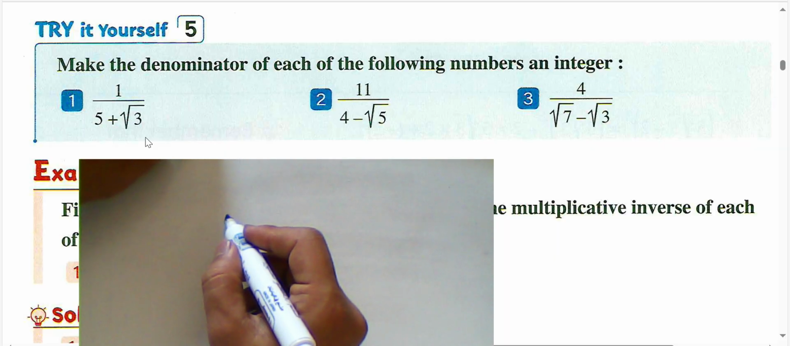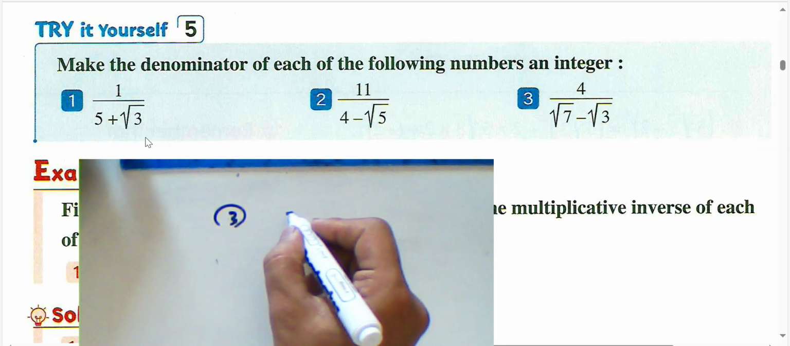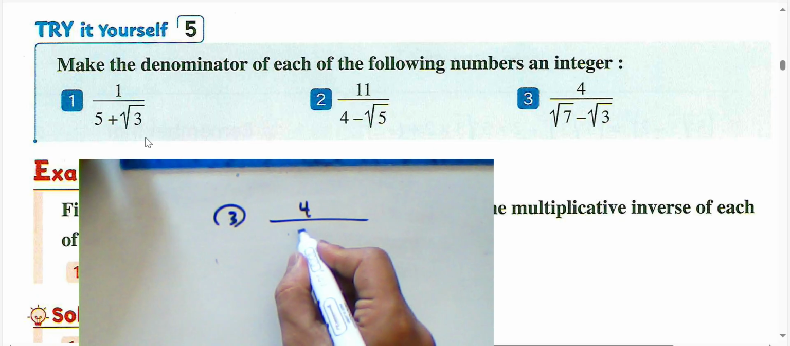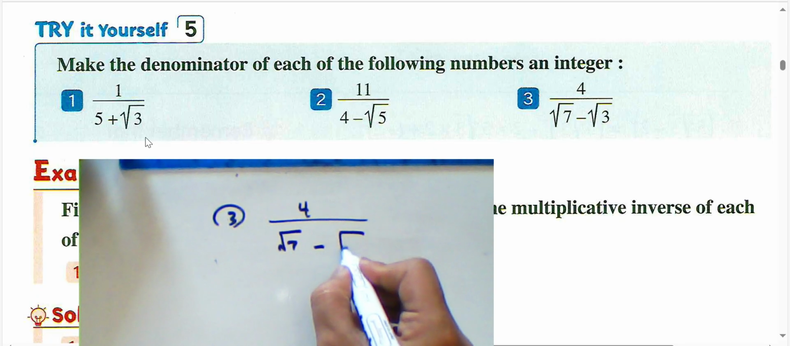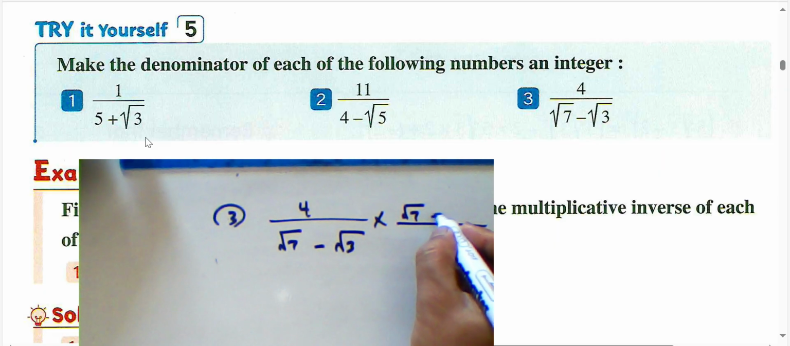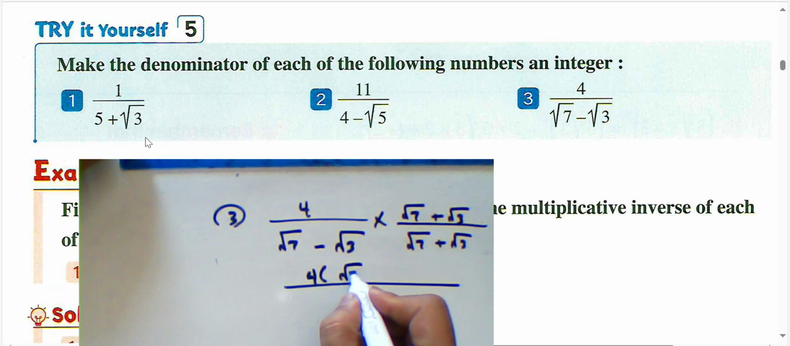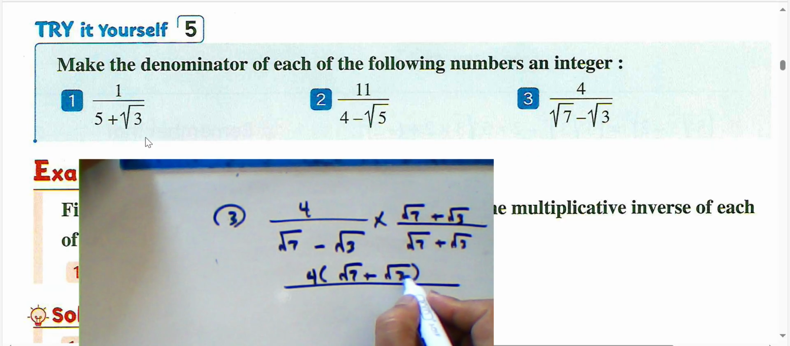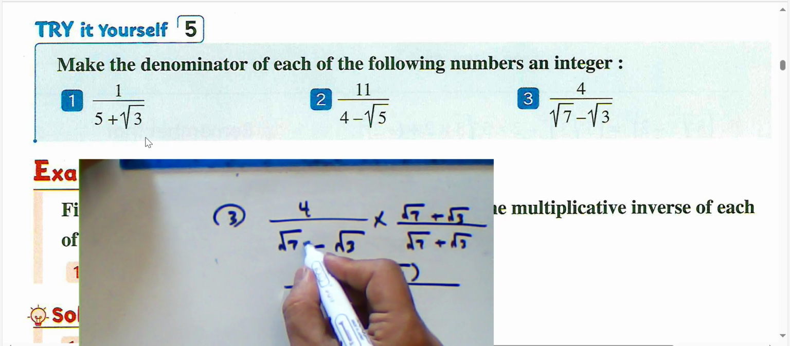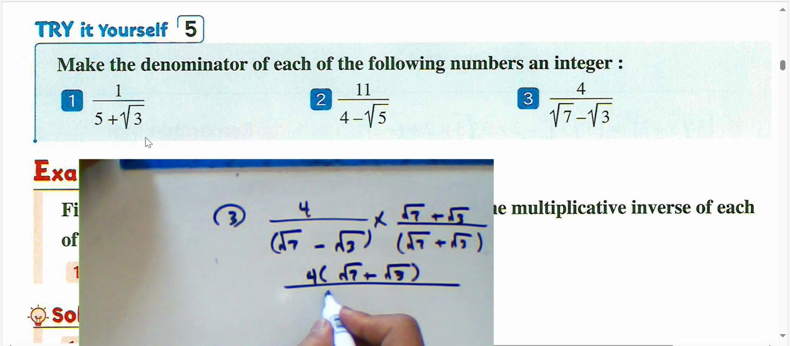Question number 3. We have 4 over root 7 subtract root 3. We can multiply by the conjugate of the denominator, root 7 plus root 3, and here root 7 plus root 3. Write 4 and root 7 plus root 3 up and down, the conjugate here, first by first and second by second. Root 7 times root 7 equals 7, and root 3 times root 3 equals 3.